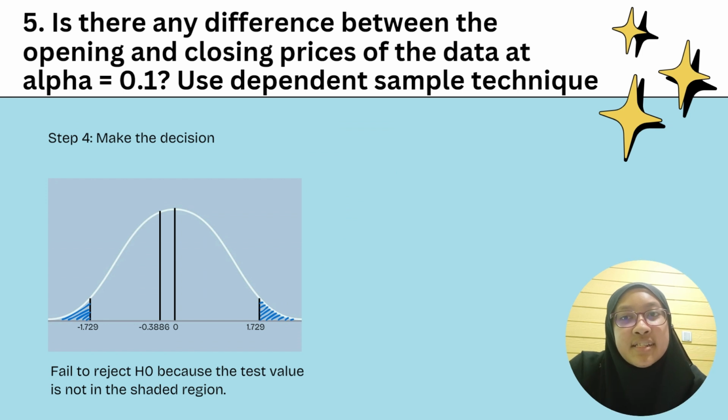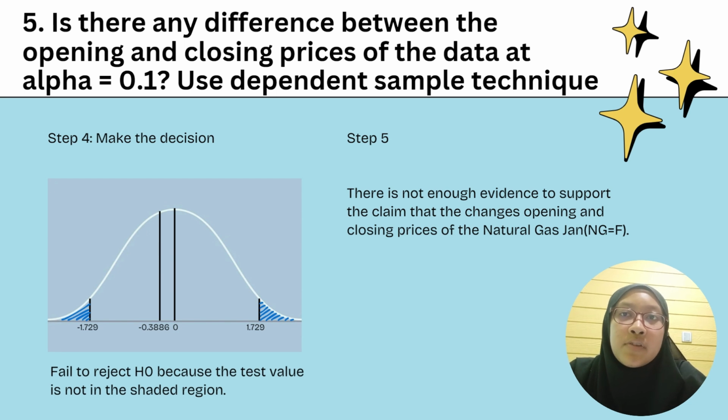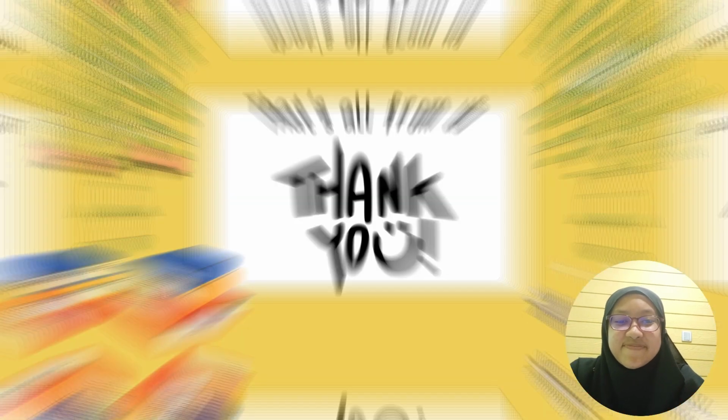Step 4, make the decision. Okay, we know that the test value is smaller than the critical value, so we fail to reject H0 because the test value is not in the shaded region. So there is not enough evidence to support the claim that there is a change between the opening and closing prices of the natural gas. Okay, that's all from us.